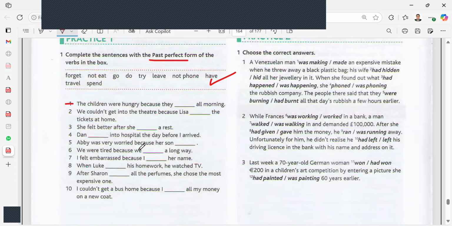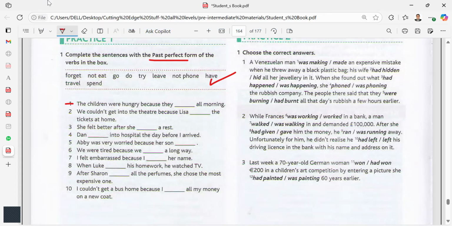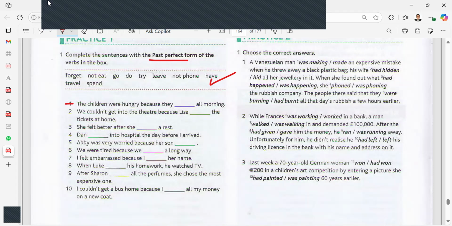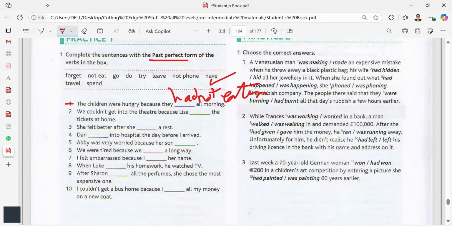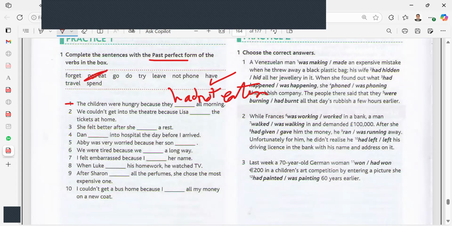They hadn't eaten. ما كلوش الولاد طول الصباح. That's why they were hungry. يبقى the children were hungry because they hadn't eaten. اللي هي دي خلصنا ده number 1. طيب number 2.